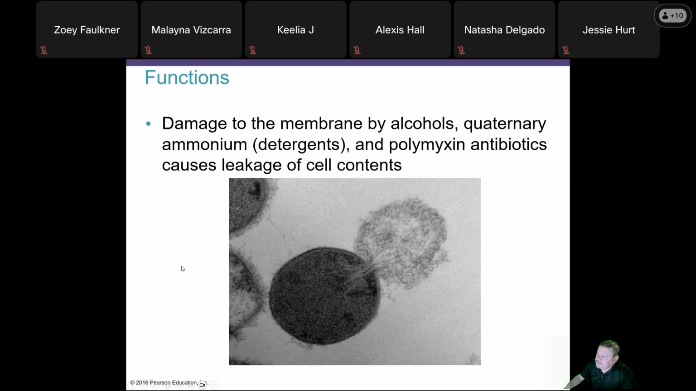So damage to the membrane by alcohols, quaternary ammonium detergents, and polymyxin antibiotics is going to cause the cell to basically leak. It's going to open up a hole. And you can see down here, this cell, all of its contents inside are leaking out. And eventually that cell will die. So a lot of times when we use antibacterial soaps, antibacterial sprays, different things like that, they contain these alcohols, quaternary ammonium detergents, polymyxin antibiotics, and it's going to break that cell apart so that it bursts open. So a lot of the antimicrobial soaps and things like that will work this way.